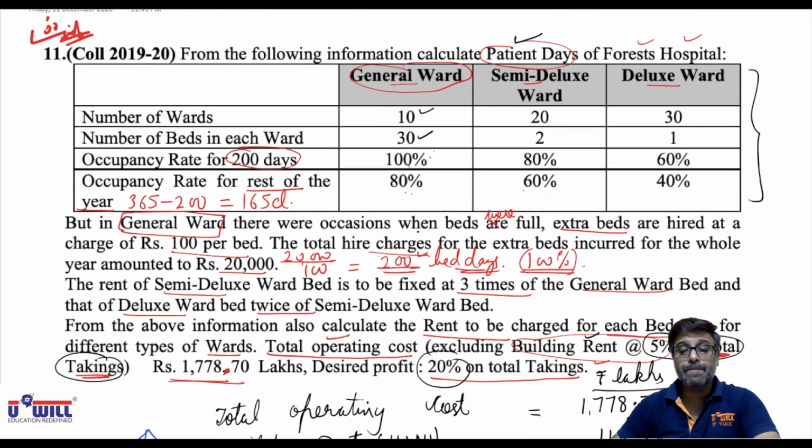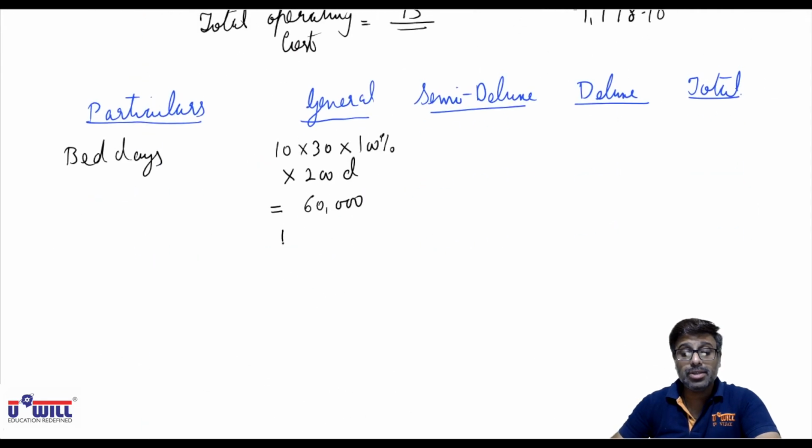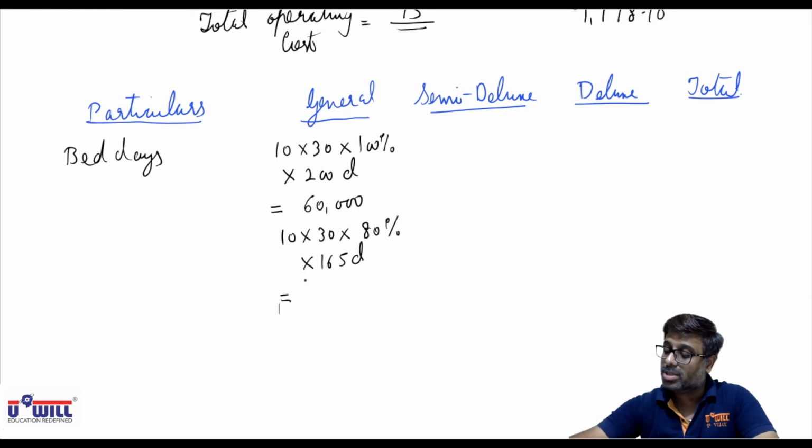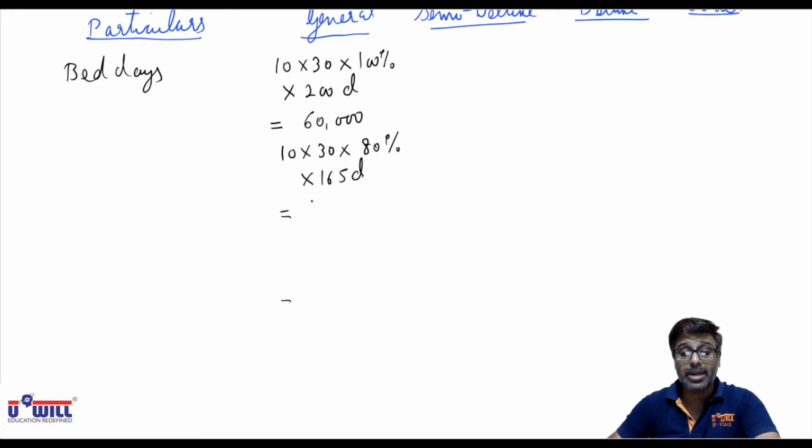Then the same 10 wards and 30 beds, 80% occupancy is there for 165 days. So 10 wards into 30 beds into 80% occupancy into 165 days. Okay, all of you do it. So that comes to 39,600 beds occupied.